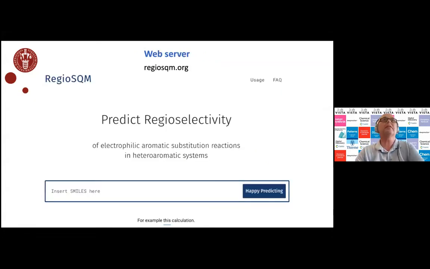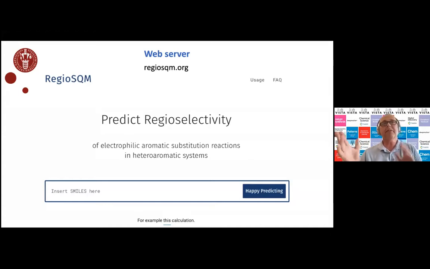If you go to regiosqm.org, you can simply insert the SMILES directly from ChemDraw or some other drawing program, and then it'll give you a prediction. It's completely automated, and there are actually some papers out now where that's being used by synthetic organic chemists to help in the synthesis.